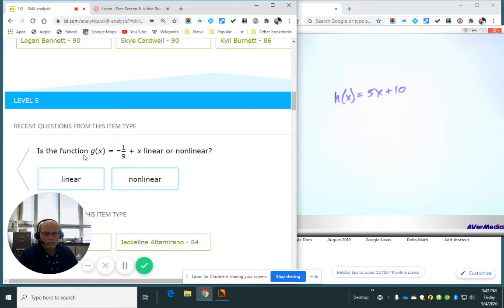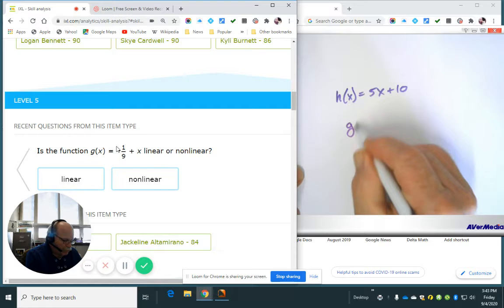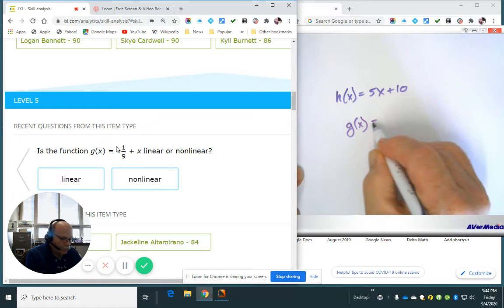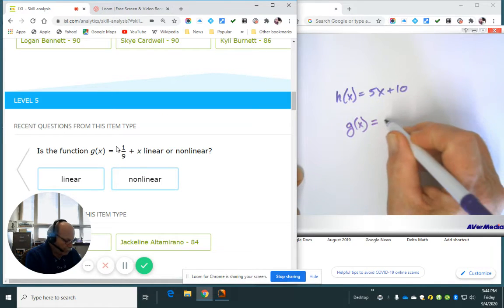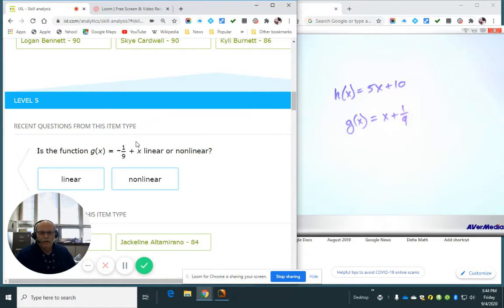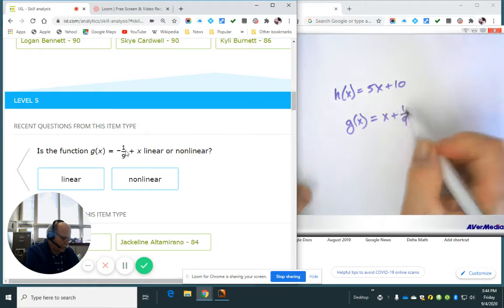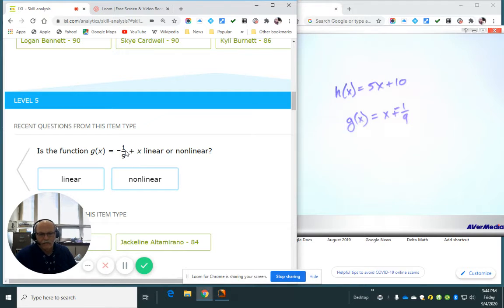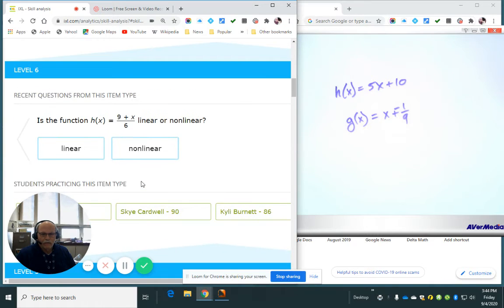Is this g of x equals negative 1/9 plus x linear or nonlinear? Well, if you can write it in slope-intercept form, which we can, it's linear. This is linear, right? It can be written this way, even though that's negative 1/9. It's still linear. All right. If I graph this, I would get a straight line.